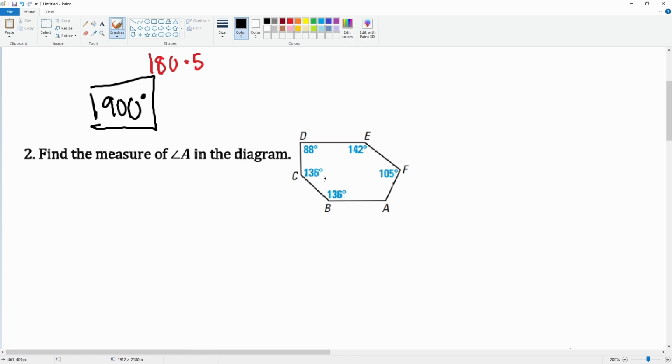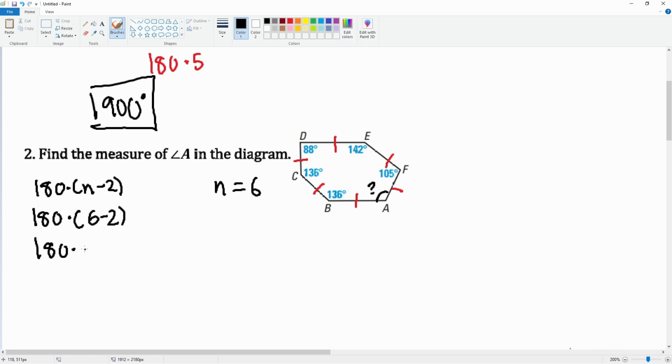Next. Here, you do the same idea, but you're trying to solve for this value here. This is your unknown. Let's look at the sides: 1, 2, 3, 4, 5, 6. It's 6 this time. So it is 180 times n minus 2, with n equal to 6. So 180 times 6 minus 2, so 180 times 4 triangles. 180 times 4 is equal to 720.